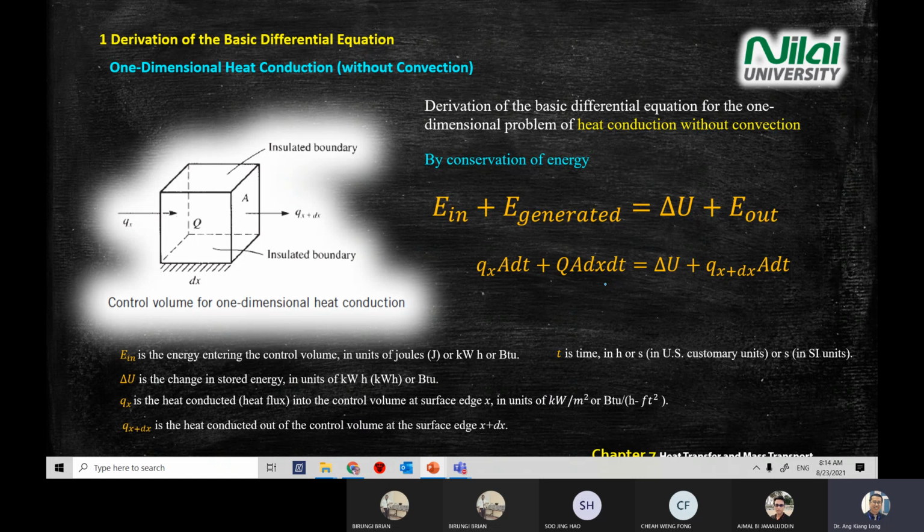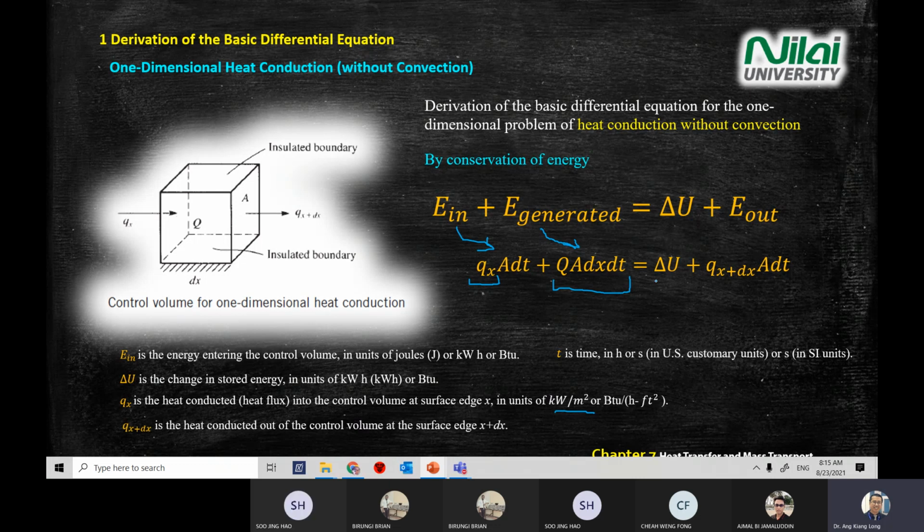Next, I'm going to give you a little bit more detail. How do you calculate the energy entering the control volume? You take Qx, the heat flux, in the unit of kilowatt over meter square. You multiply Qx times A times dt, where A is the area and dt is the change of time. Then the energy generated you can write as capital Q, the heat, times A dx dt. This is for the energy generated inside the control volume.